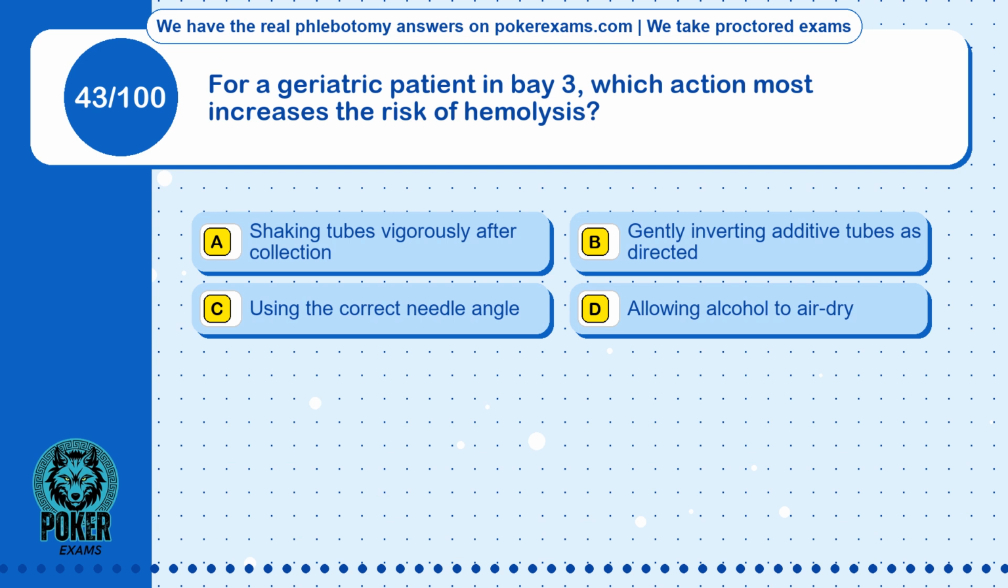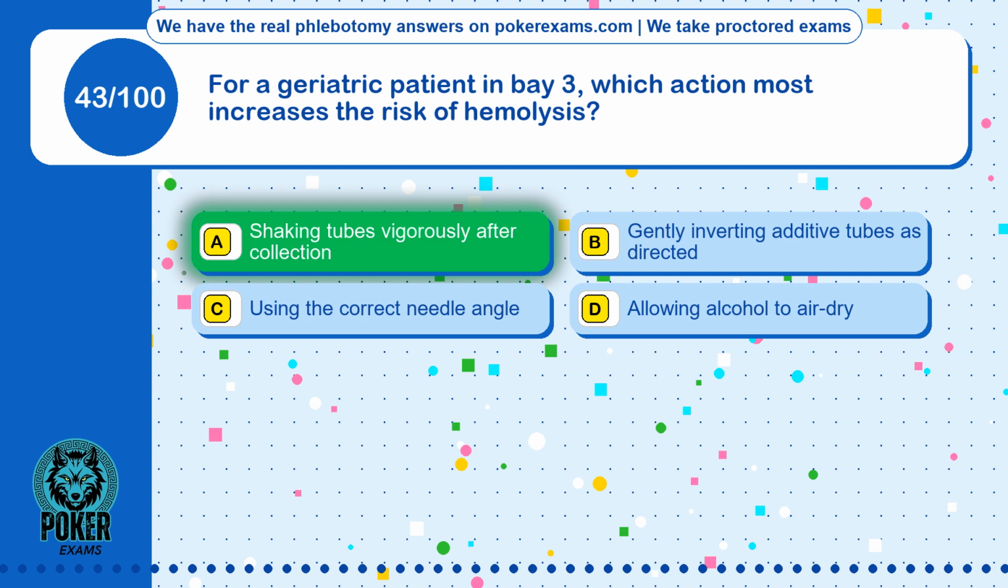Question 43. For a geriatric patient in Bay 3, which action most increases the risk of hemolysis? Option A, shaking tubes vigorously after collection. Option B, gently inverting additive tubes as directed. Option C, using the correct needle angle. Option D, allowing alcohol to air dry.